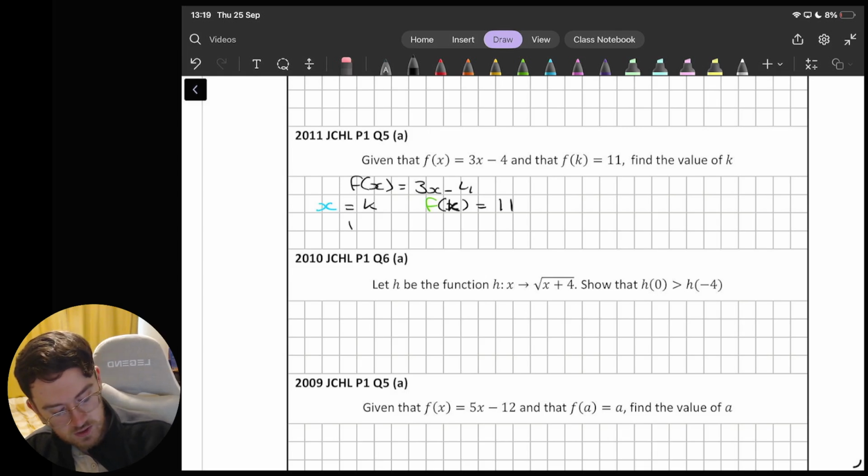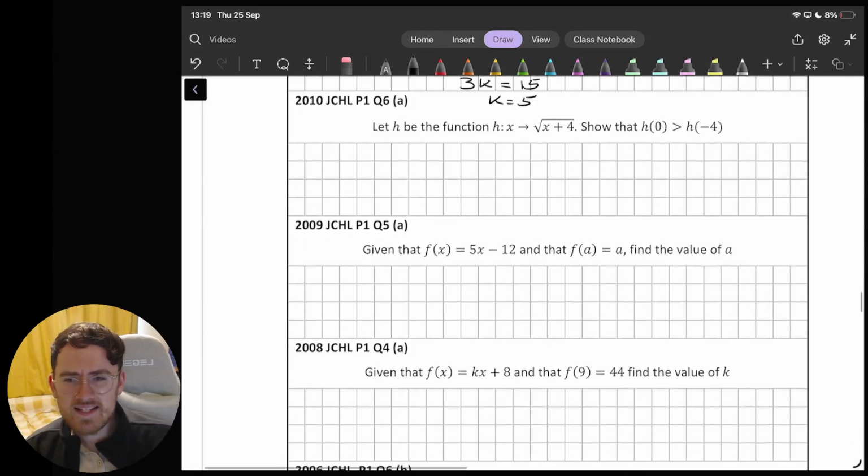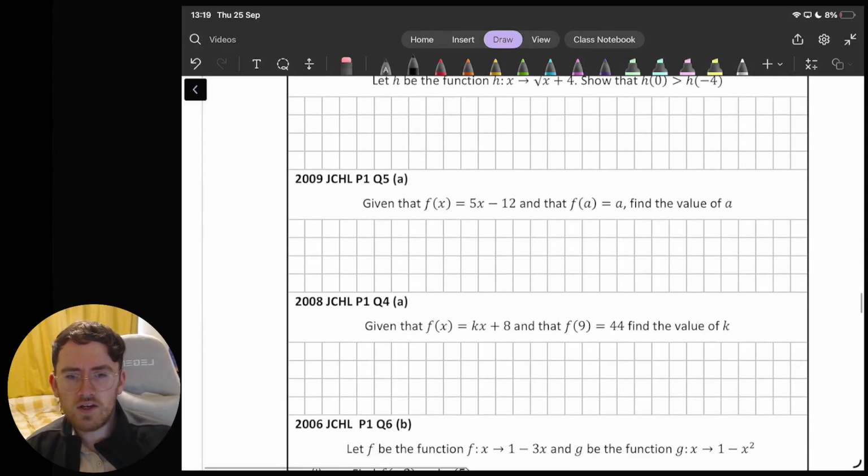So let's fill in all of those. F of k is 3k minus 4, and the answer is 11. So 3k is 15, and k is 5. So hopefully we're getting that sense of what I'm saying here, of looking at what they are telling me to fill in, and then what I need the answer to be as a result of that. That's really all that these questions are breaking down to: have they given me the input or have they given me the answer?